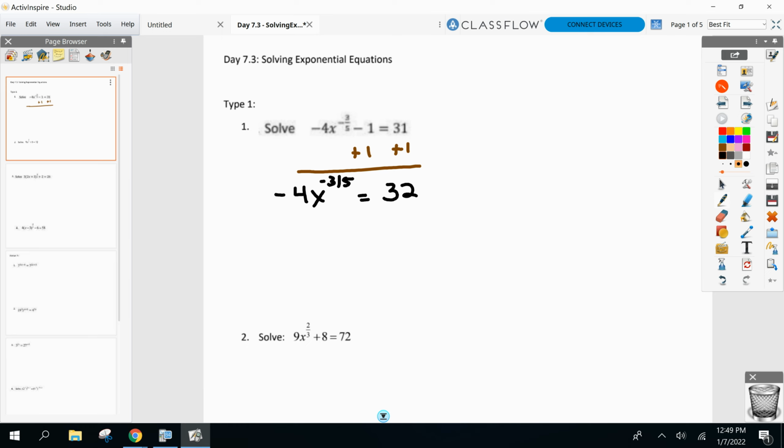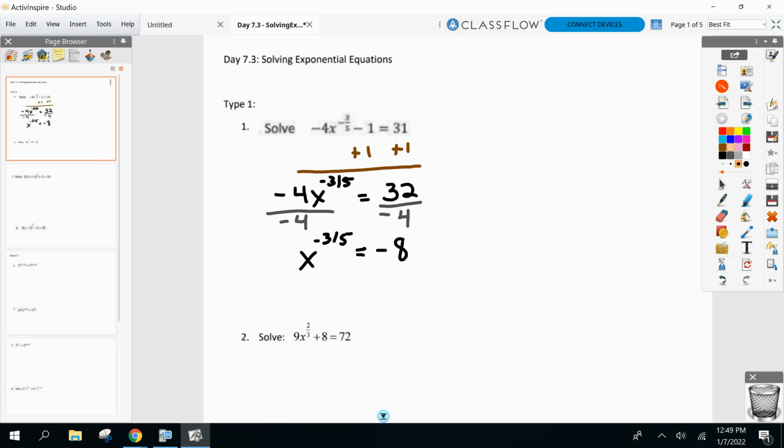Still not there yet. Divide by negative 4. Yep. So divide both sides by negative 4. X to the negative 3/5 equals negative 8.